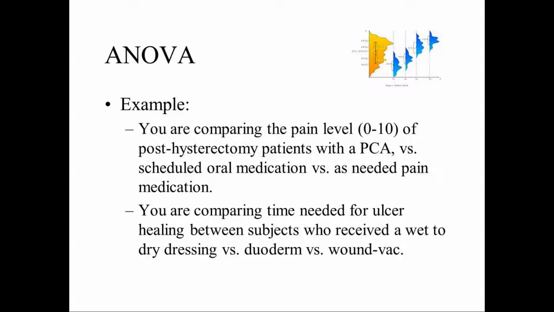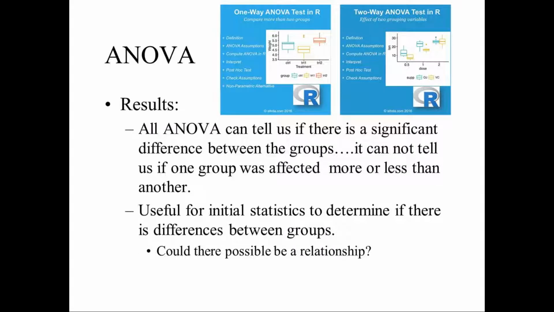For example, when you're comparing the pain level of post-hysterectomy patients with the PCA versus oral medication versus needed pain medication, or you're comparing time needed for ulcer healing between subjects who receive a wet to dry dressing or a duoderm or a wound pack. ANOVA can be used in these examples. ANOVA can only tell us if there's a significant difference between the groups. It cannot tell us if one group was affected more or less than the other. It's useful for initial statistics to determine if there's a difference between groups.